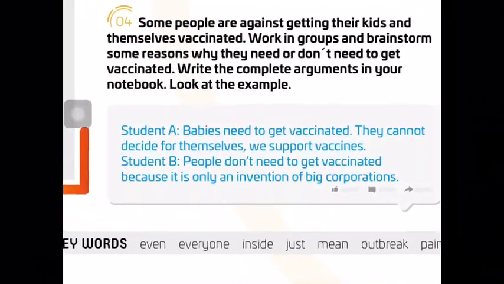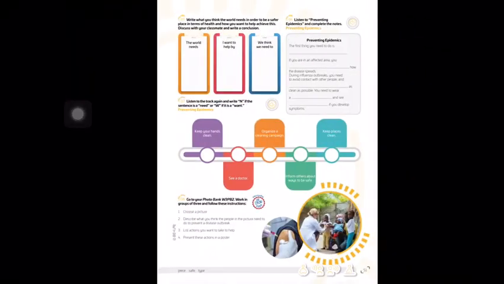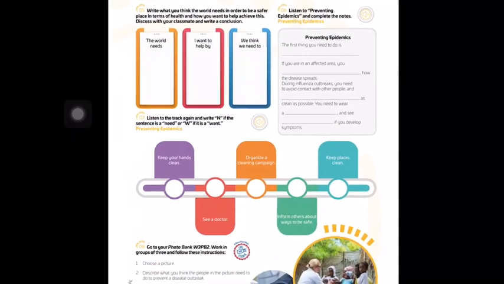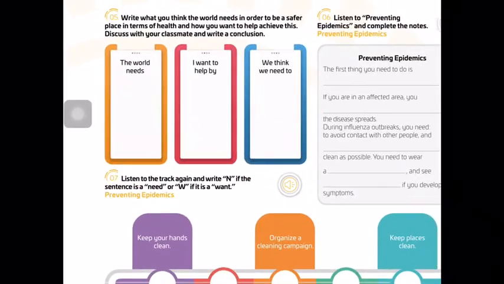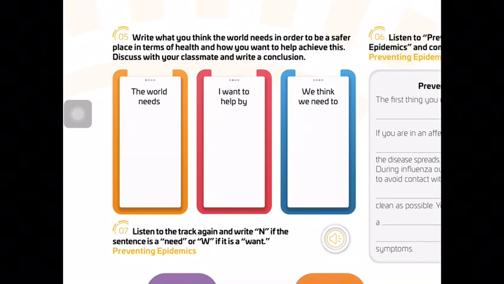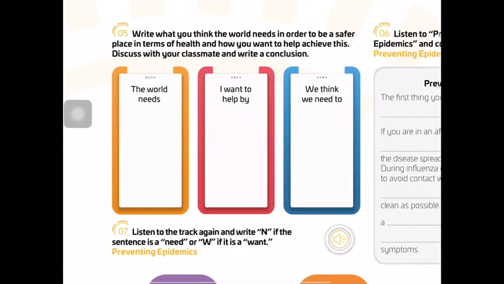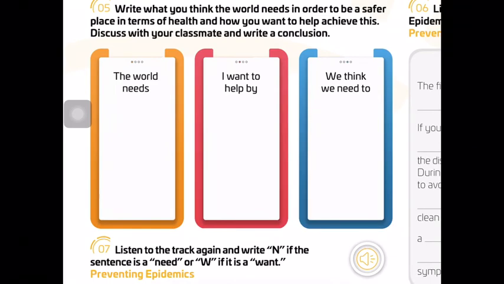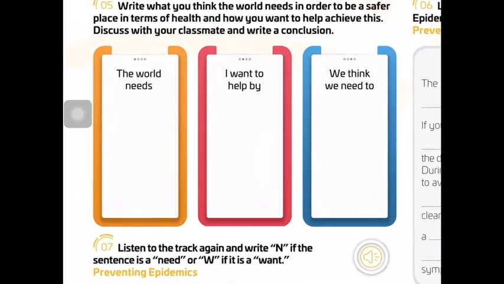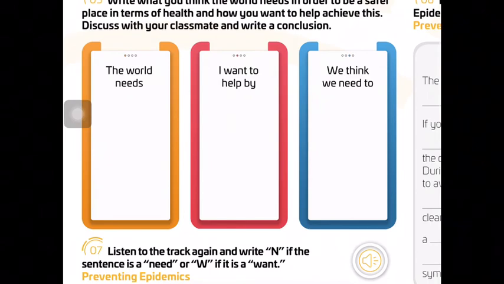Okay, and finally in the exercise on the page 51 we have some exercises 5, 6, 7, and 8. Exercise 5 says, write what you think the world needs in order to be a safer place in terms of health and how you want to help achieve this. Discuss with your classmate and write a conclusion. Okay? What does the world need to be a safer place? The world needs, and then you have to complete.